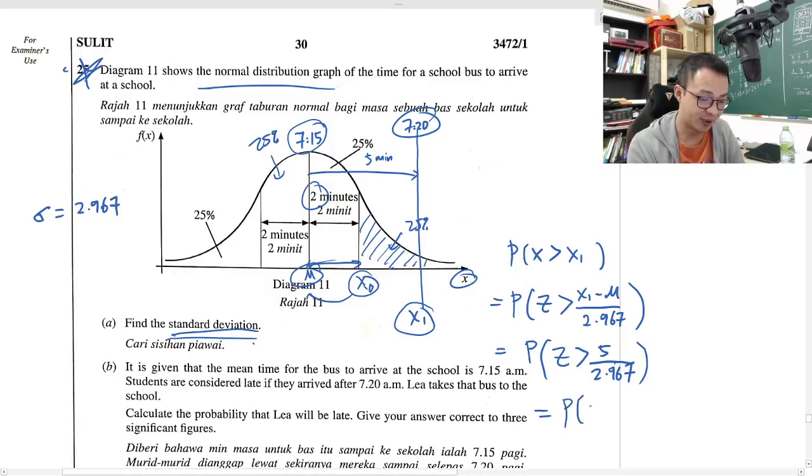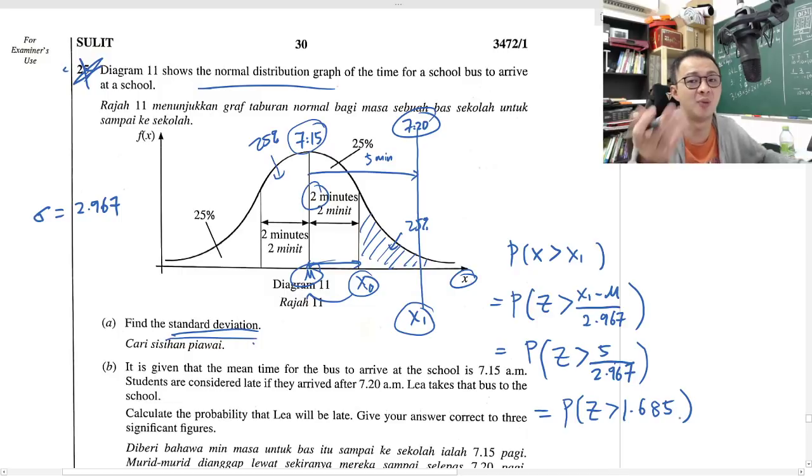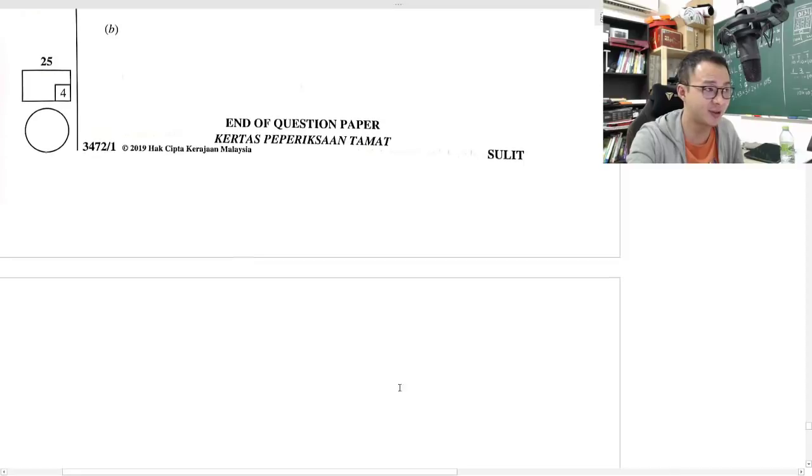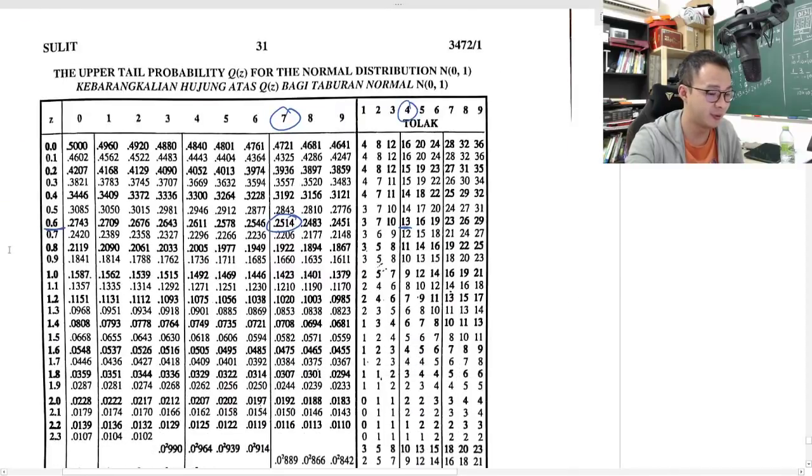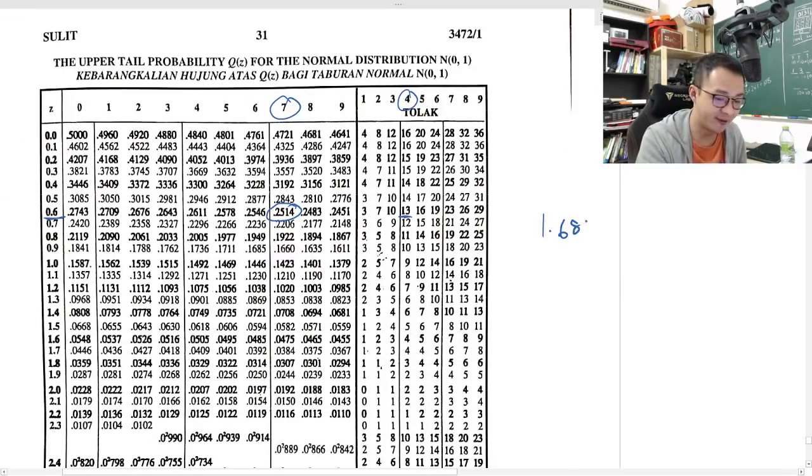Alright, then this is the probability z is bigger than 1.685. I leave it in 3 decimals, it should be enough because your table can't find any value with more than 3 decimals. 1.685. Okay, let's check it out. 1.685. Where is it?